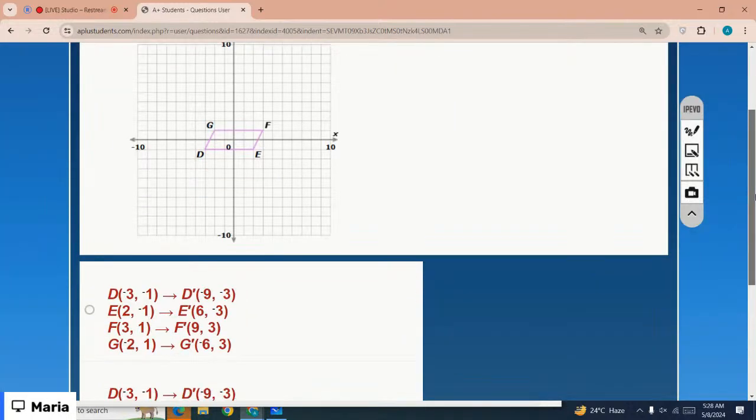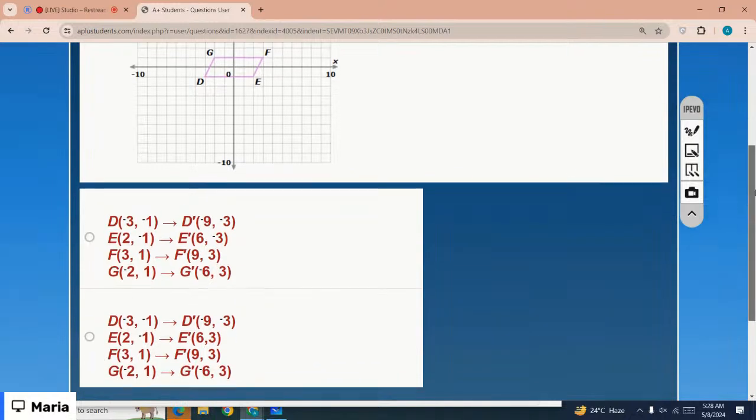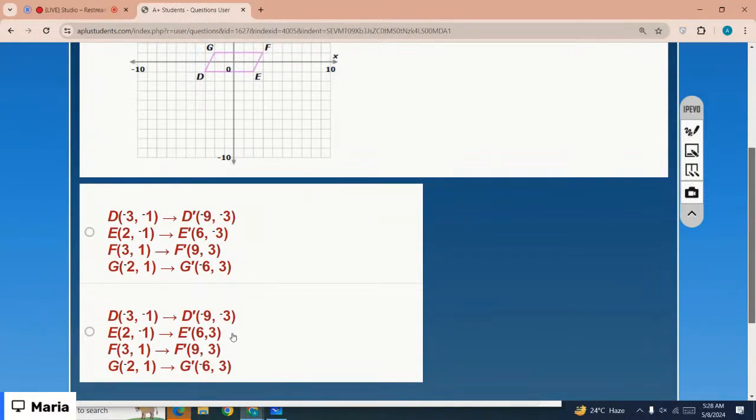So the factors are, F is 3 and 1, right? You have to multiply by 3, so that would be 9 and 3. G is negative 2 and 1, that would be negative 6 and 3.